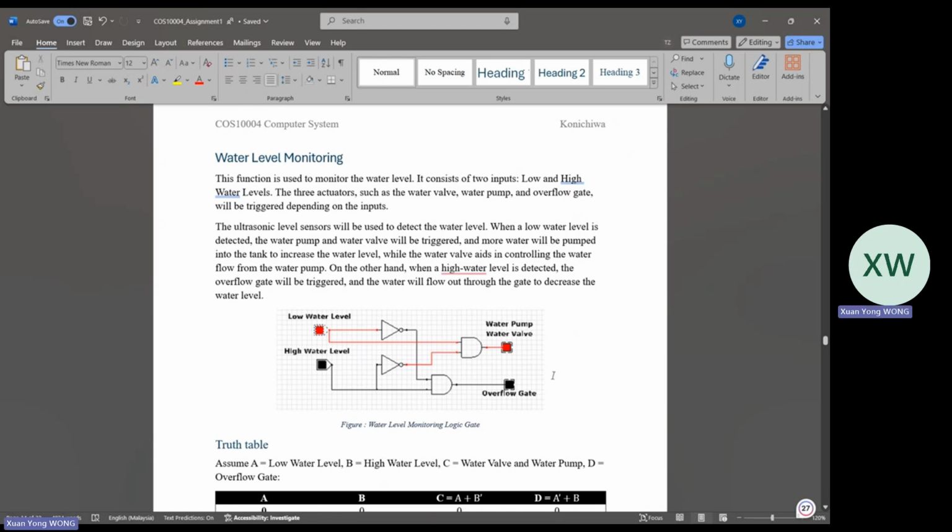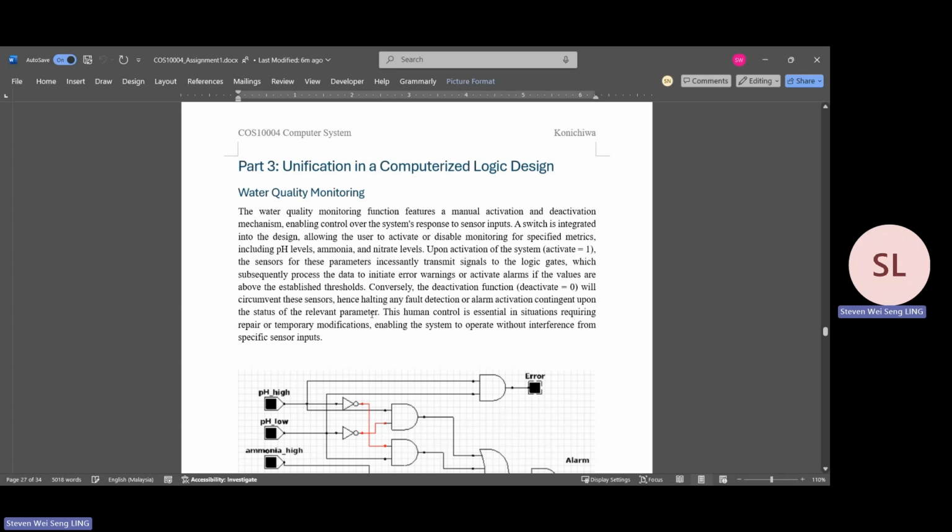That's all from me. Now I will pass my mic to Stephen. Thank you. Thanks, Steve and Yong. I'm Steven, and now I will introduce several key features of our system and how they provide greater control and flexibility to users through manual activation and deactivation mechanisms.